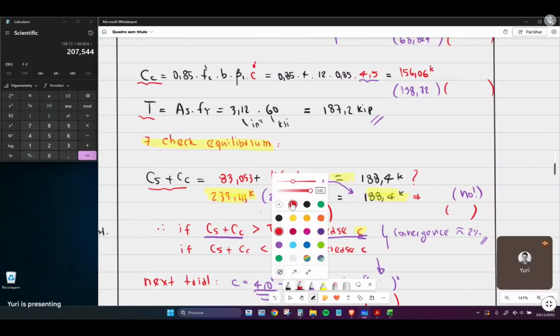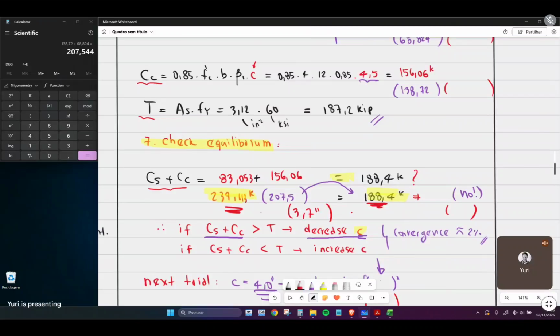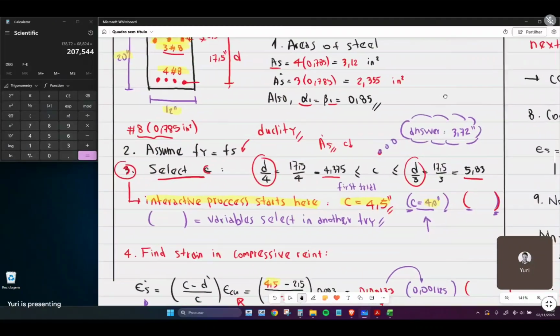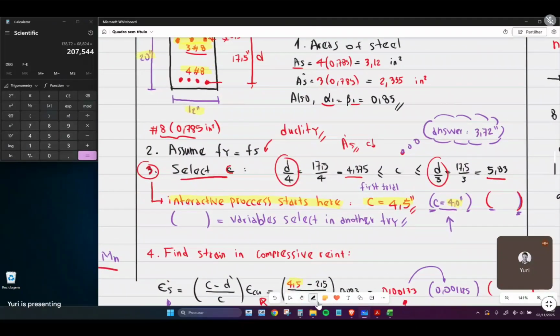I'll just select 3.7, okay? Let's do 3.7. And whenever this force here is very close, not necessarily equal, but around 2% difference, that should be enough. If you have 2% error, that should be enough. That won't change at all the moment strength of the section. So let's do the third and last iteration. I know the answer is 3.72. I will talk to you guys in a moment about this, but I'm just going to check 3.7 so you guys can see.